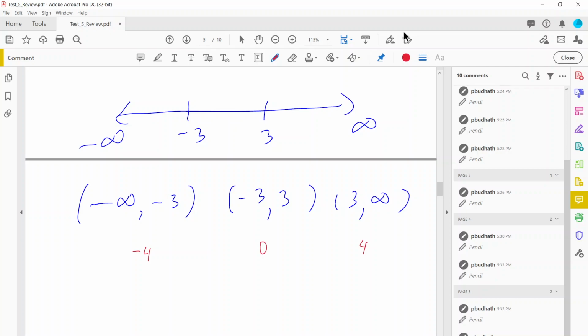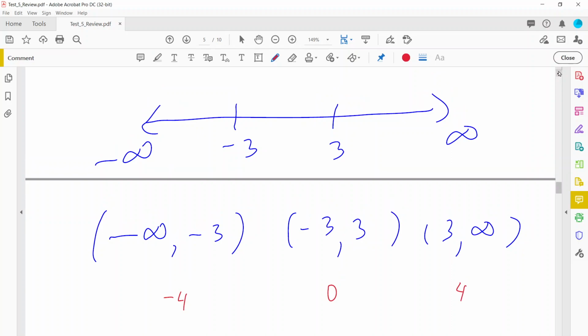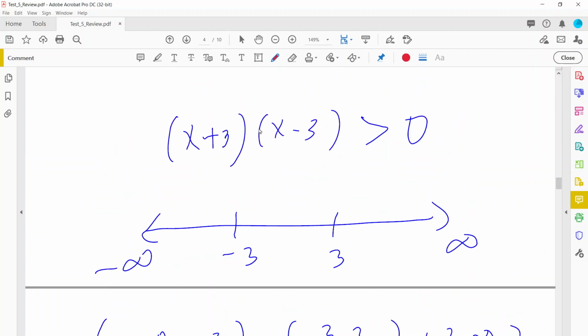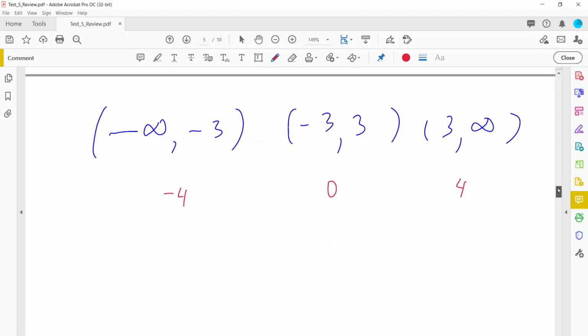Now we need to find out the value of x squared minus 9. We need to check where this expression is positive or negative, and we already know that this is the function f of x. So we need to check where this function is positive and where it is negative by finding the value of the function at negative 4, at 0, and at positive 4.